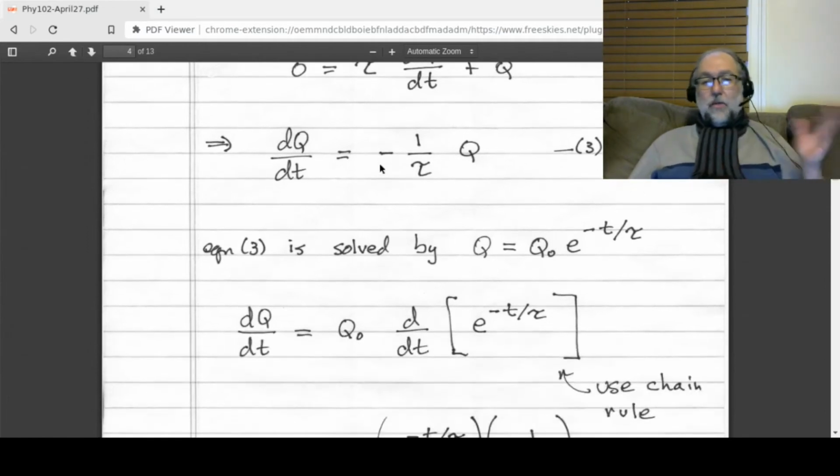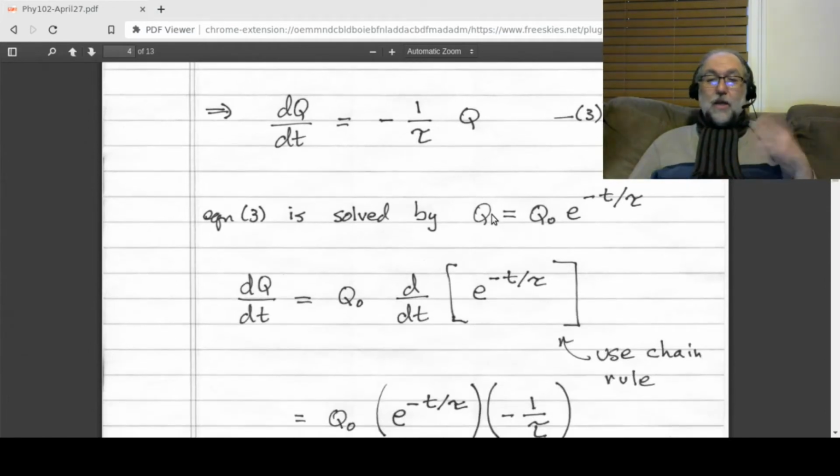Now, without going into theory about how differential equations are solved, I'm just going to give you the solution. The solution is q is equal to q naught e to the minus t over tau. In other words, it's the equation for the discharge of a capacitor in an RC circuit. It's pretty easy to show that this does in fact satisfy equation 3. If we take q and differentiate it with respect to time, q naught is a constant, so that just comes right out in front of the differentiation operator. Then inside the differentiation operator, we have e to the minus t over tau.